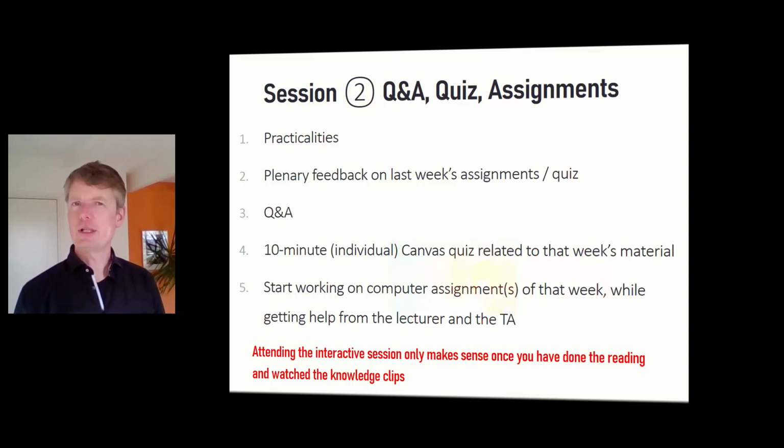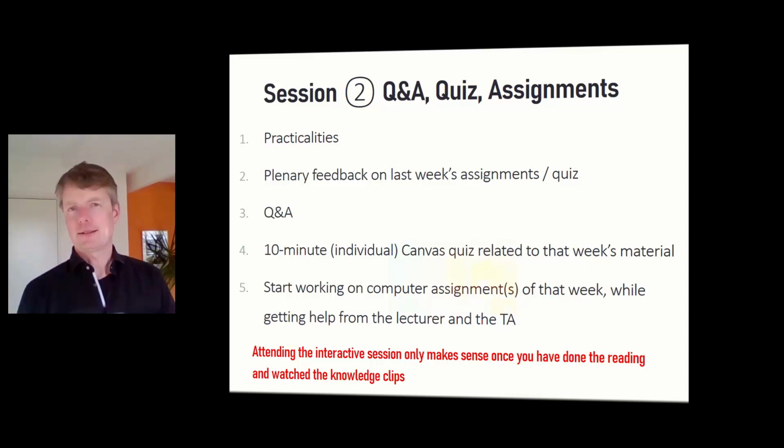Now on Wednesday we actually have the Q&A session, the quiz and the assignments. The structure is as follows. We discuss a couple of practicalities related to that week. Then I provide plenary feedback on the assignments of the previous week and the quiz that we did in the previous week.